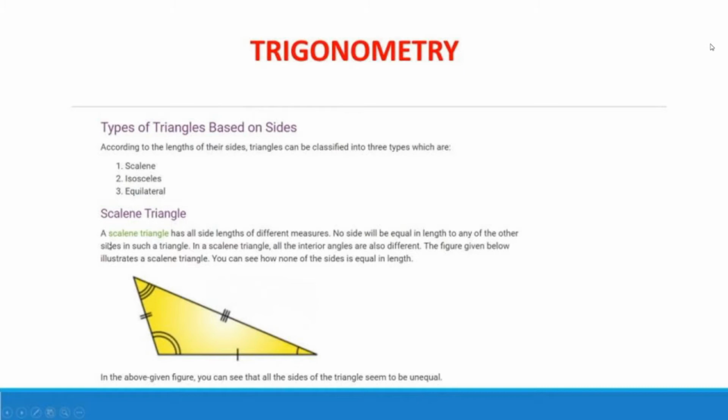Scalene triangle. A scalene triangle has all side lengths of different measures. No side will be equal in length to any of the other sides in such a triangle. In a scalene triangle, all the interior angles are also different. The figure given below illustrates a scalene triangle. You can see how none of the sides is equal in length. In the above given figure, you can see that all the sides of the triangle seem to be unequal.